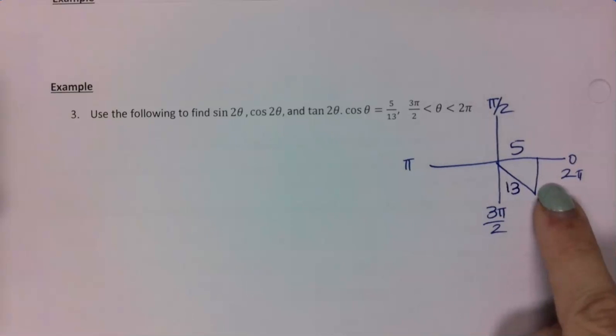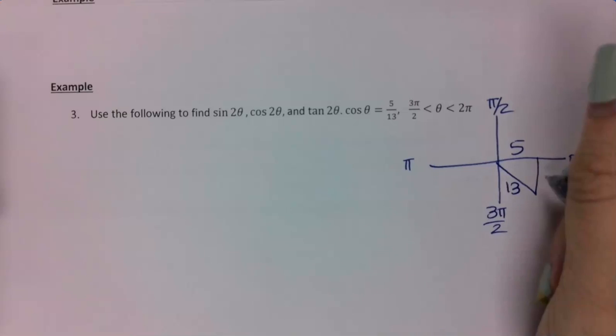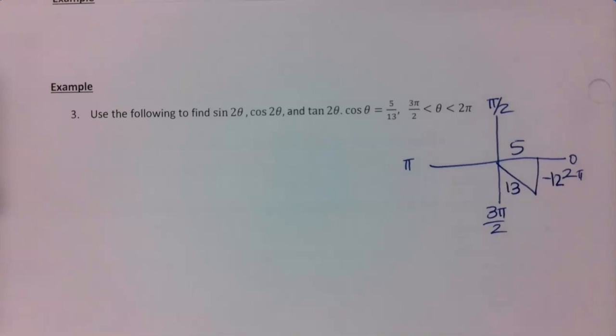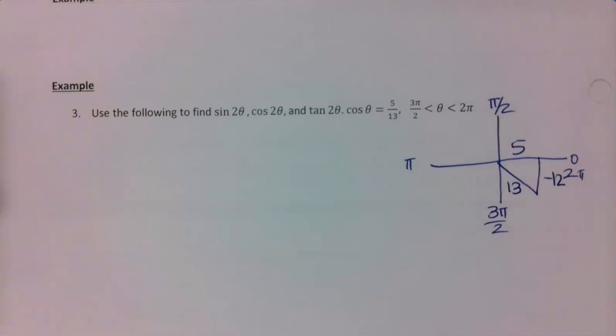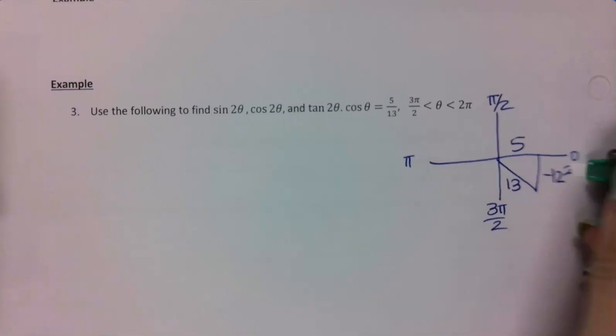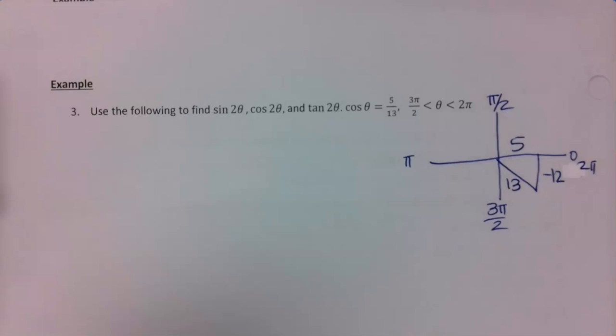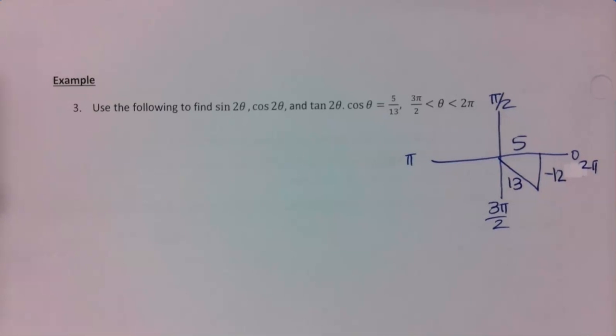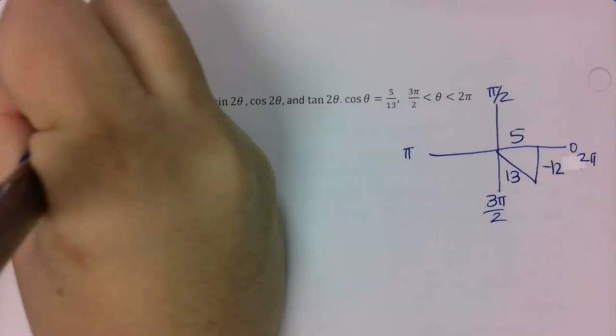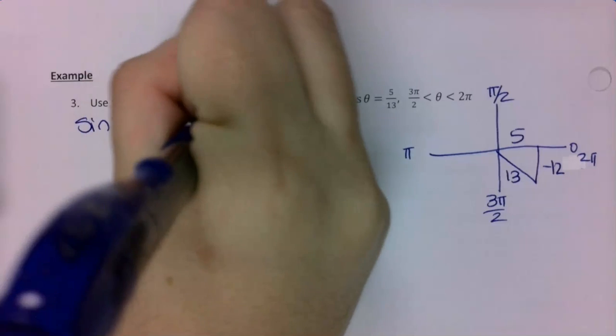Okay, what number goes here? Negative 12 because it's going down. 12 because it is a Pythagorean triple. Okay. So then I just need to use my identities from the front. Sine of 2 theta is 2 sine theta cosine theta.